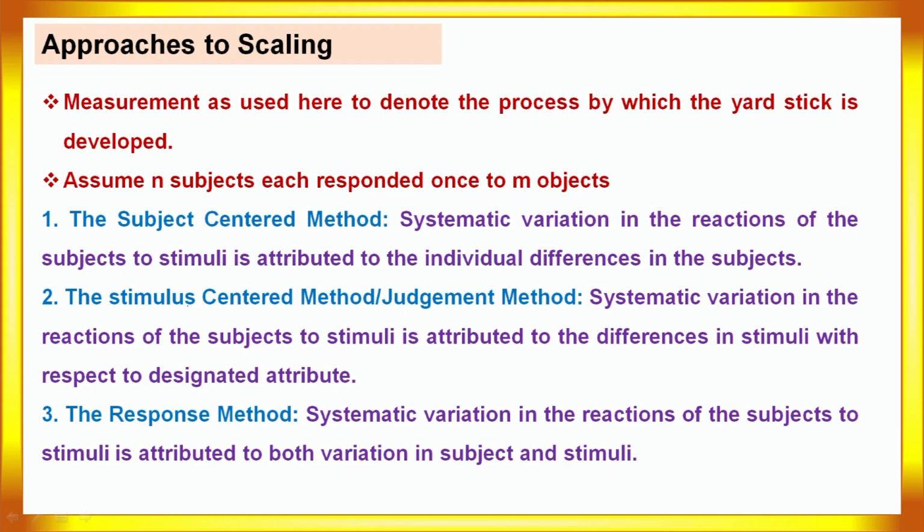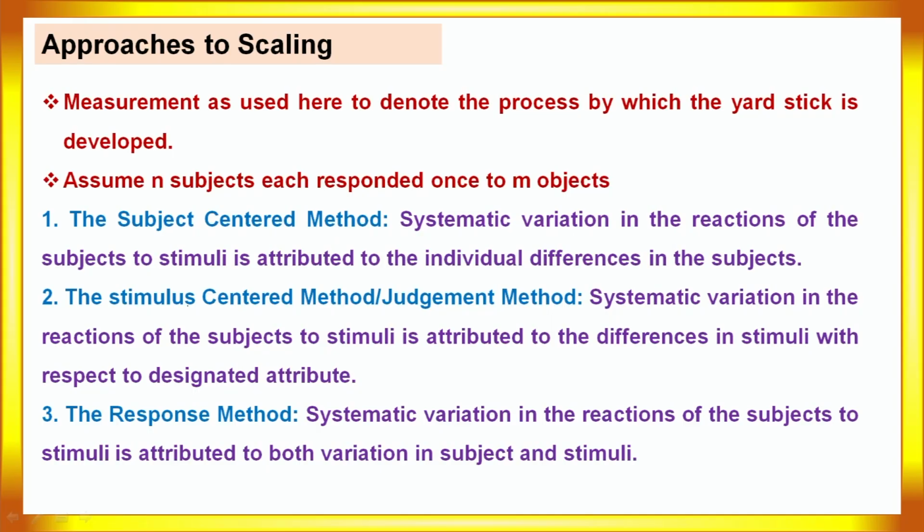The third broader approach is the response method. What does the response method say? That the systematic variation in the reaction of the subject to the stimuli, meaning the questions, can be attributed to both the variation in the stimuli and individual differences, meaning variation in the subject.